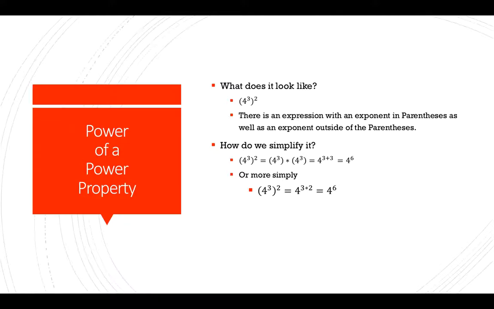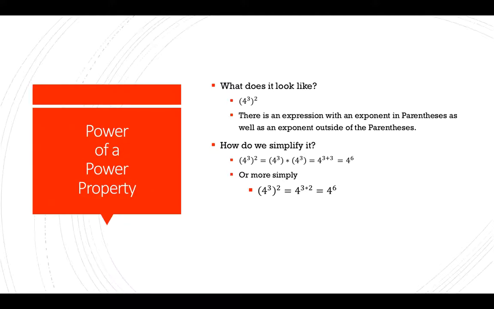We could go about it one of two ways. The first way is we could rewrite the expression that we're given into the expanded form. So we have 4 to the 3rd to the 2nd power. We could expand that out because it's saying we have 4 to the 3rd times 4 to the 3rd. And then from there we would use the product of powers property and add the exponents. And we would get 4 to the 6th power.